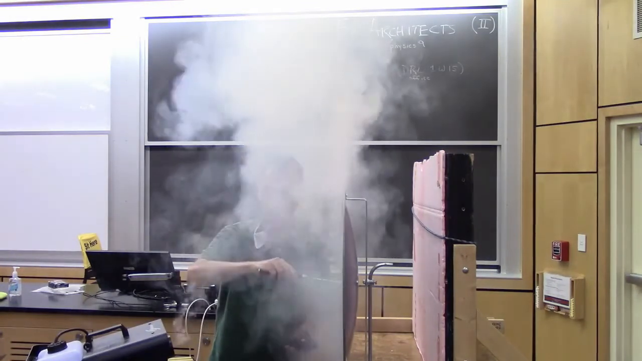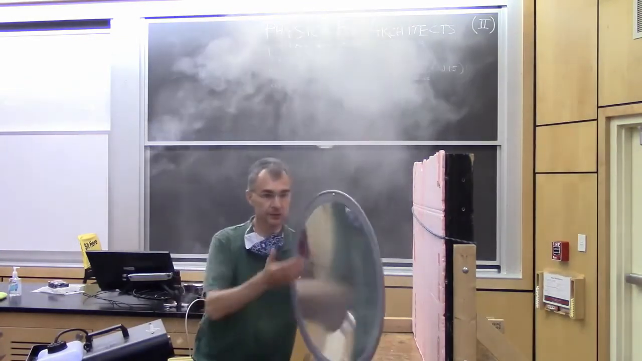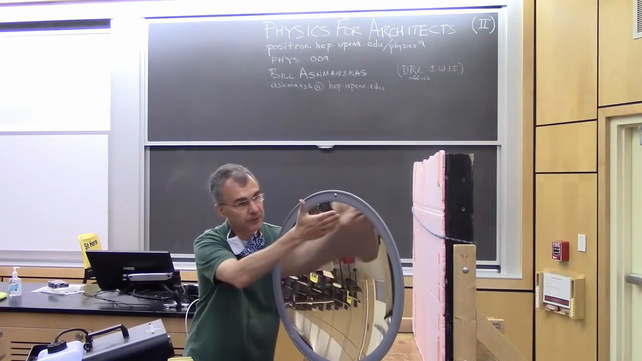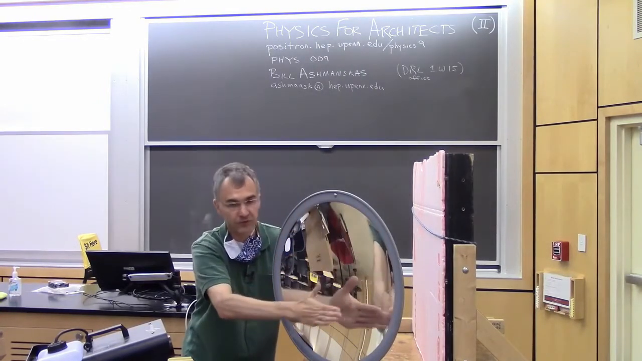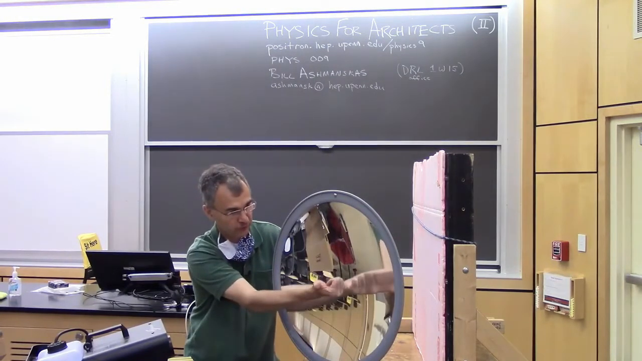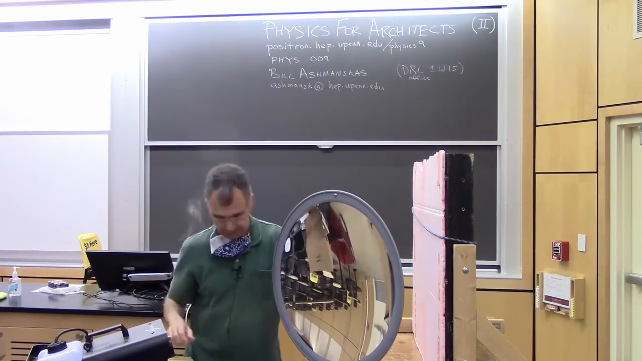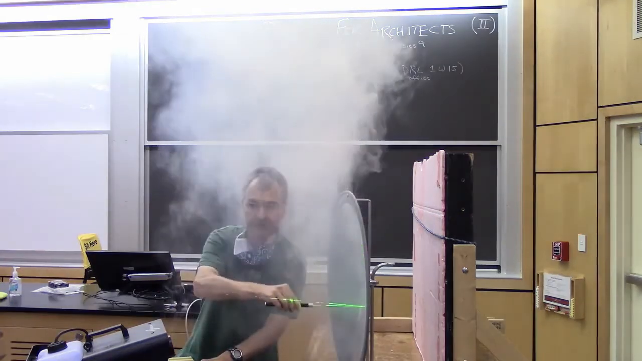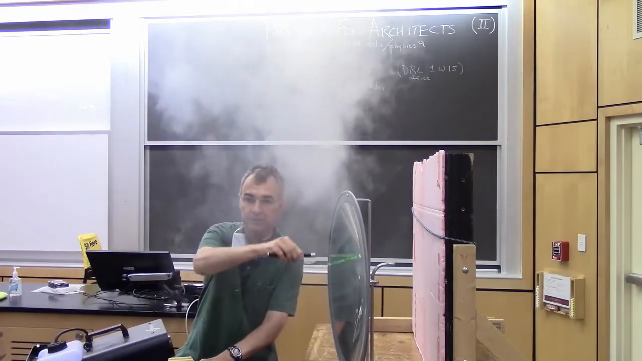At every point along the mirror, the angle of reflection equals the angle of incidence, but the angle of the mirrored surface itself changes, so the angle of the surface normal, so here's the surface normal, and the surface normal goes like that. The surface normal will change as we go from point to point along the mirror. Therefore, the direction of the reflected beam will change.